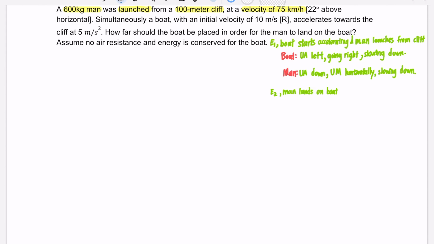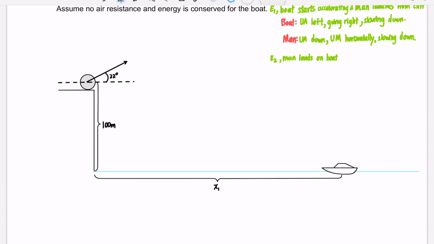Now we are going to draw a diagram based on the givens the question gave. Draw a man on a 100-meter tall cliff, then the boat x1 meters away from the cliff. Then label the angle of the initial velocity of the man. The x1 is the initial position of the boat, which is what we're trying to solve for. Then include a compass with the positive directions, which would be up and right.